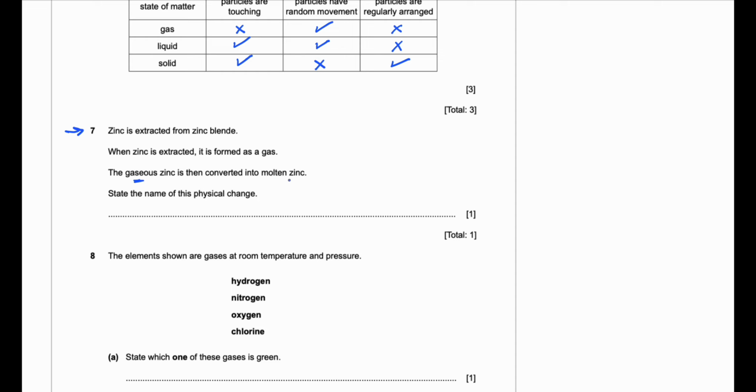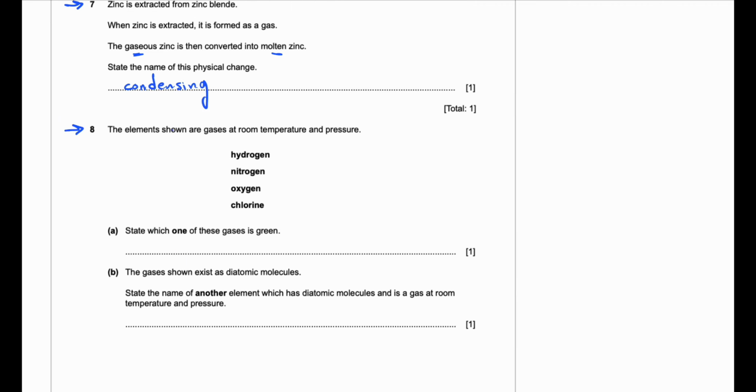From gas into a liquid or molten zinc, that's condensing or condensation. Question 8. The elements shown are gases at room temperature and pressure. State which one of these gases is green. This part will come later, but the gas that's green is chlorine. So the answer here is chlorine. I don't expect you to know it from topic 1 knowledge, but chlorine is the green gas.